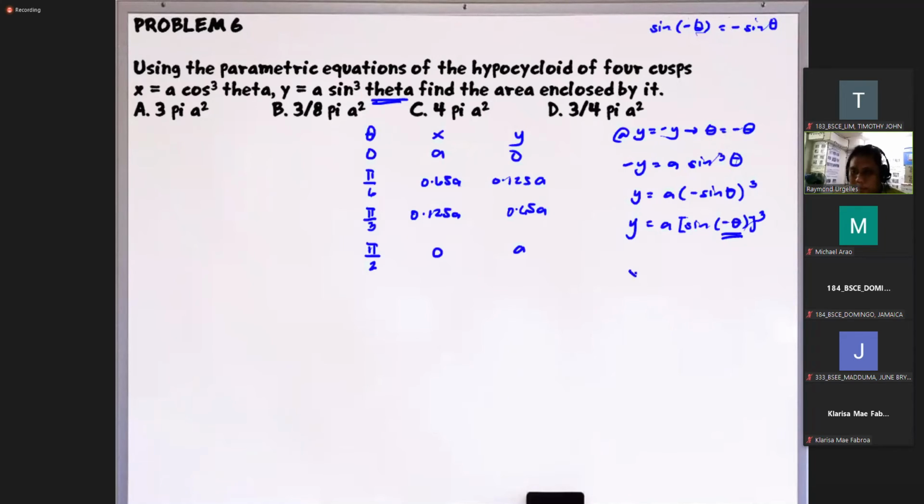So then substituting dun sa x, so again, this is equal to a cosine cube of negative theta. So then, again, alam natin na yung cosine of negative theta is just equal to cosine of theta. Diba? So therefore, mawawala lang yung negative sign. So this is cosine cubed of theta. Diba? So which means, yung y, napalitan ng negative y, pero yung x, diba? So hindi nagbago ng equation. Okay? So therefore, this is symmetric with respect to the x-axis.